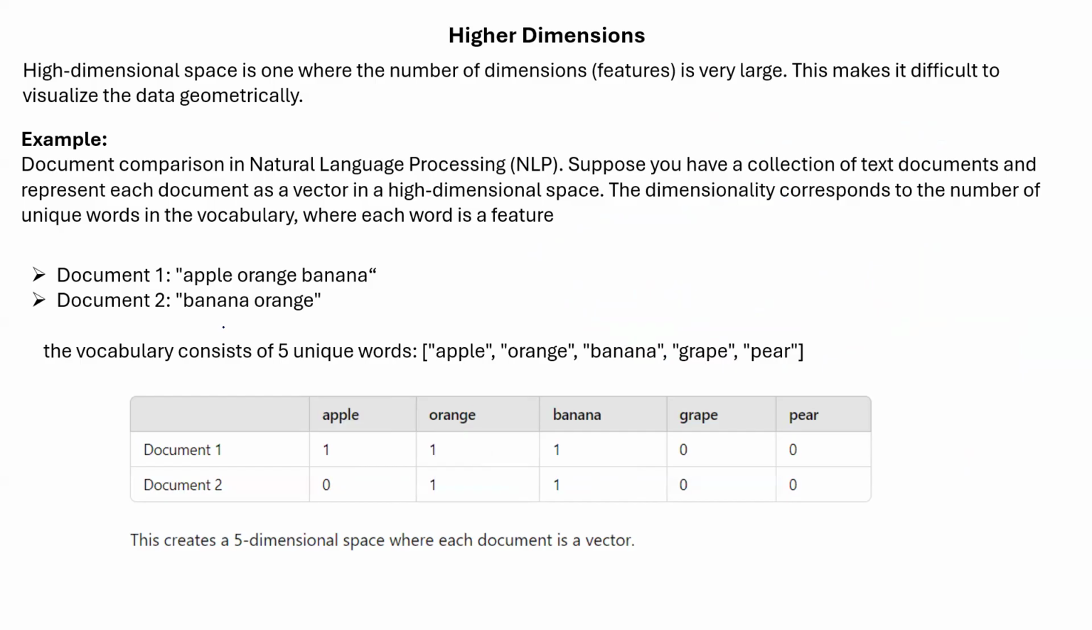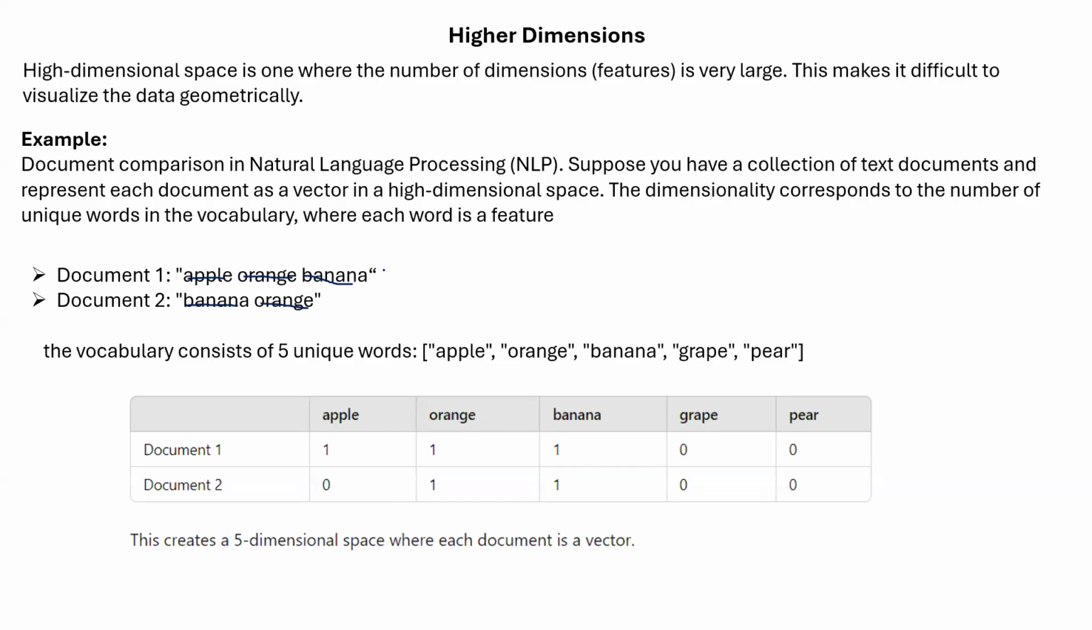To find the dimensions when you are doing the document comparison, you get the unique words in both the documents, right? What are the unique words in these two documents? Apple is a unique word, orange is a unique word. So these two are done. Banana is a unique word. So these are done, right? So these are the unique words. You have framed all of them: apple, orange, banana.